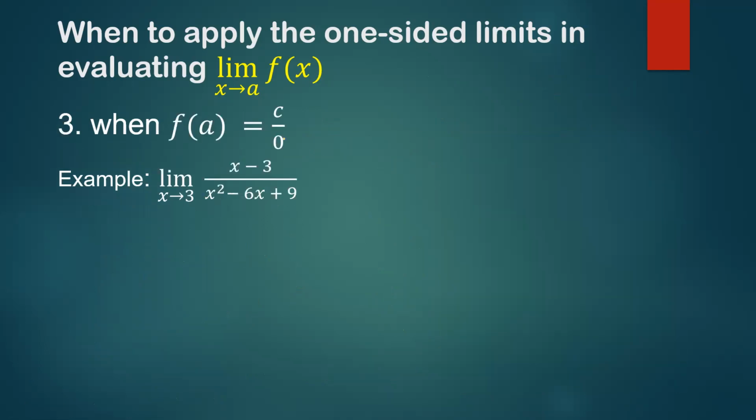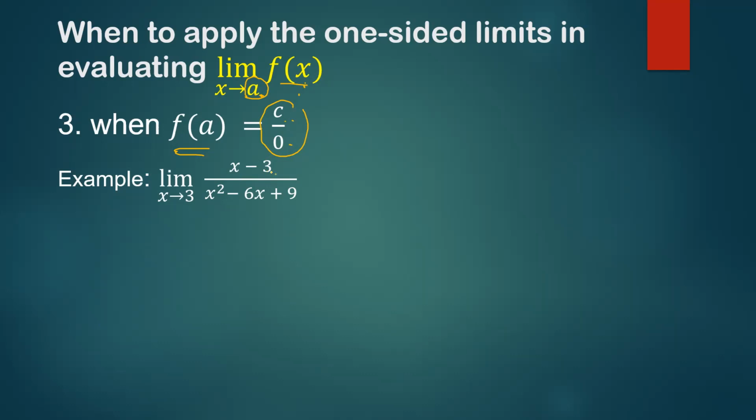When f of a is equal to c or 0, ano yung f of a na to? That is the value of the function when we substitute the value here to the variable. Okay? Kapag ang nakuha natin is undefined, yung non-zero number over 0, that is undefined, no? Yan. So, ibig sabihin, magko-consider din tayo ng one-sided limits. Like for example, this one, no?